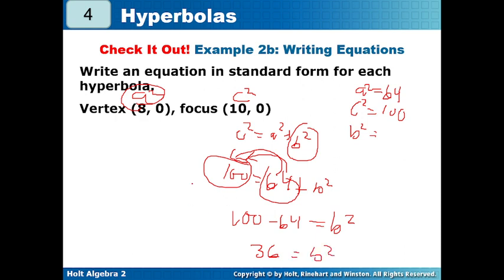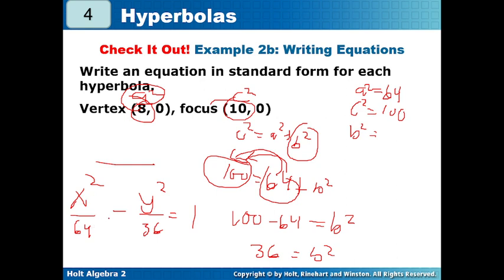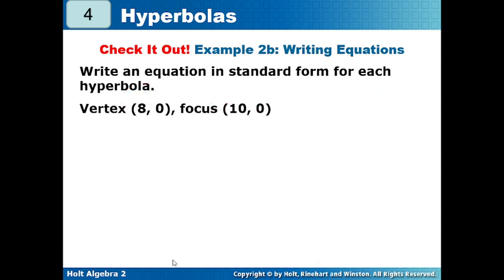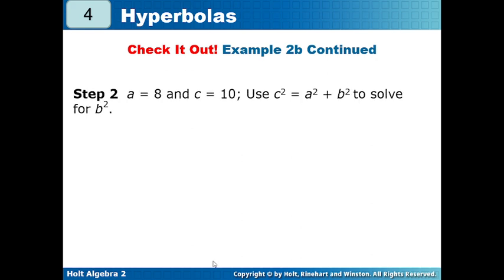So this is your b squared. Our equation is x squared over 64 minus y squared over 36 is equal to 1, and you know that your vertex is at the x-intercept, same goes for your focus, so x squared comes here and y squared for your co-vertices. Alright, so I'll just erase this one and show you the final answer. So this is our final answer.